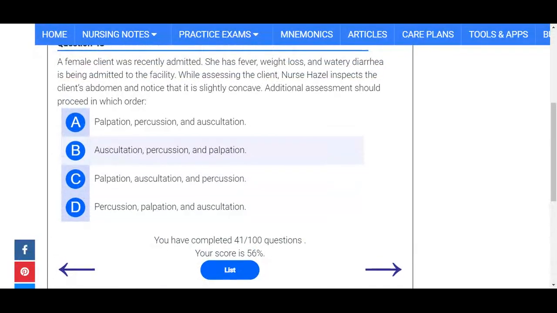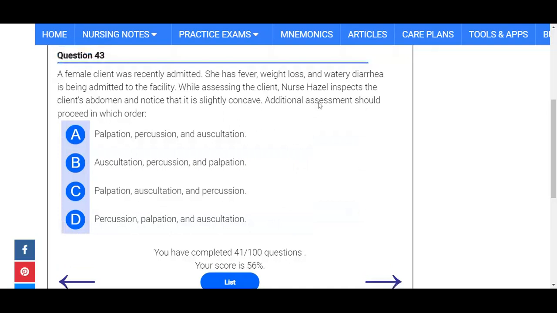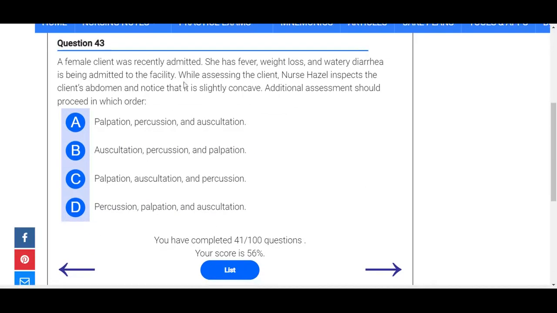Now, next one. I keep on getting low and low scores. I'm scoring 56% for now. Okay, the female client was recently admitted. She has fever, weight loss, and watery diarrhea and is being admitted to the facility. While assessing the client, Nurse Hazel inspects the client's abdomen and notices that it is slightly concave.